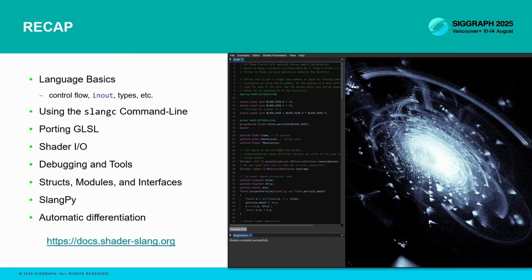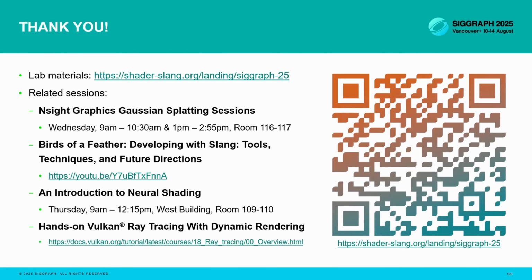The official Slang docs are at this link below, which have a lot more information about all of the topics that we talked about. There were also many other sessions that occurred at SIGGRAPH that were about Slang. We have our lab materials online, which include the slides, as well as all of the materials that you downloaded during this talk, as well as a landing page for some of the other Slang sessions that happened during SIGGRAPH. If you have access to SIGGRAPH View on Demand, you can watch content from the NVIDIA Graphics Gaussian splatting sessions, which use Slang as their shading language, as well as the Introduction to Neural Shading course, which largely revolved around Slang. There was also a Khronos Birds of a Feather about the roadmap for Slang and how it will develop in the future. The video recording for that is already online on Khronos' YouTube channel.